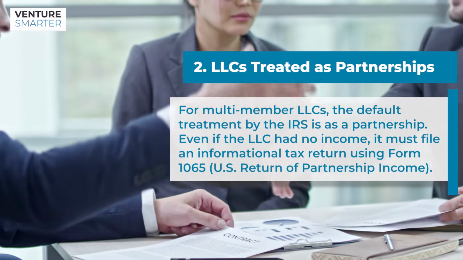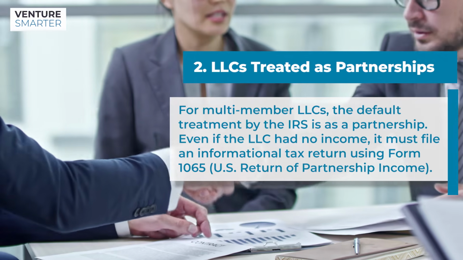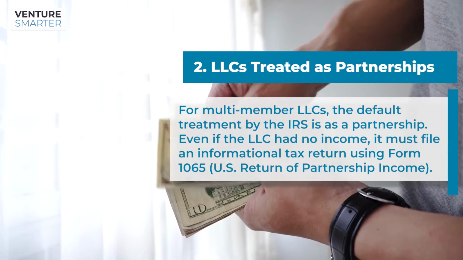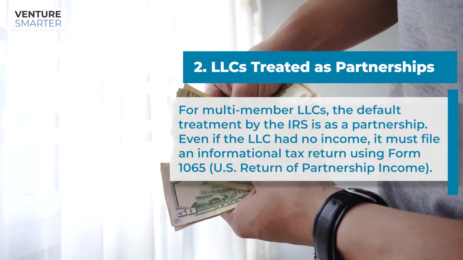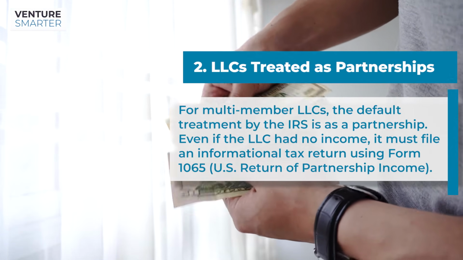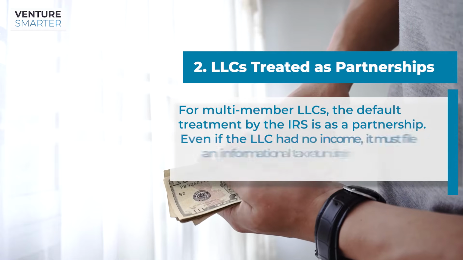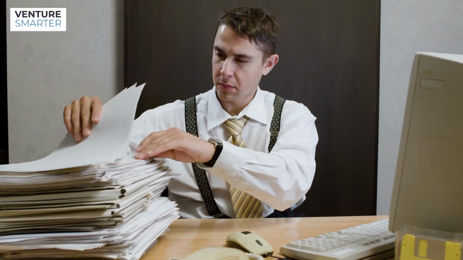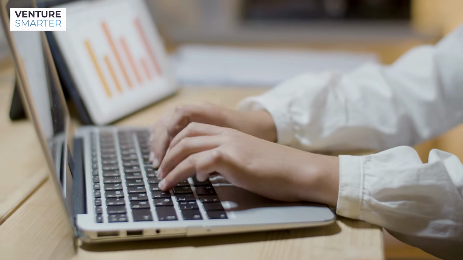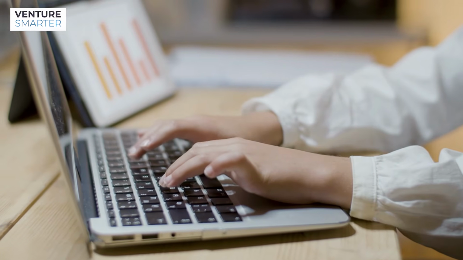2. LLCs treated as partnerships. For multi-member LLCs, the default treatment by the IRS is as a partnership. Even if the LLC had no income, it must file an informational tax return using Form 1065, U.S. Return of Partnership Income. Form 1065 provides the IRS with information about the LLC's operations. Each LLC member will receive a Schedule K-1, partner's share of income, deductions, credits, to report their share of the LLC's income or losses on their tax returns.